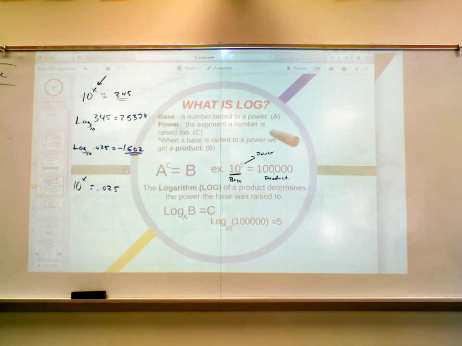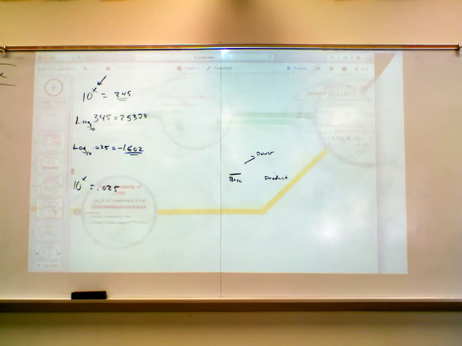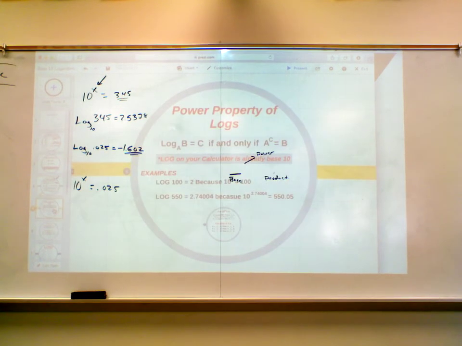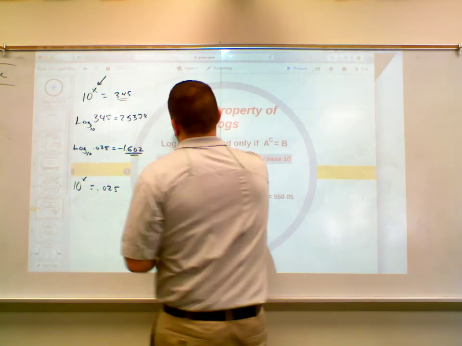Okay. The stuff on the left side? Just writing it down. So what we're doing here, guys, is what's called the power property of logs. All right, so right here, the power property of logs. This is basically exactly what we were just talking about.